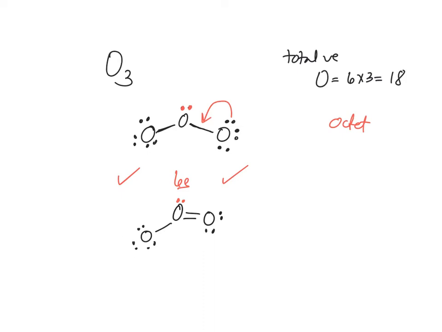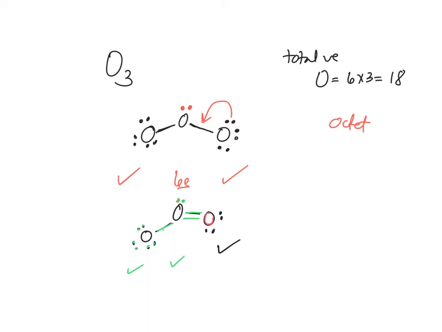So now we have 1, 2, 3, 4, 5, 6, 7, 8 on each of the three oxygens. So they all follow the octet. Now, what about their formal charges?